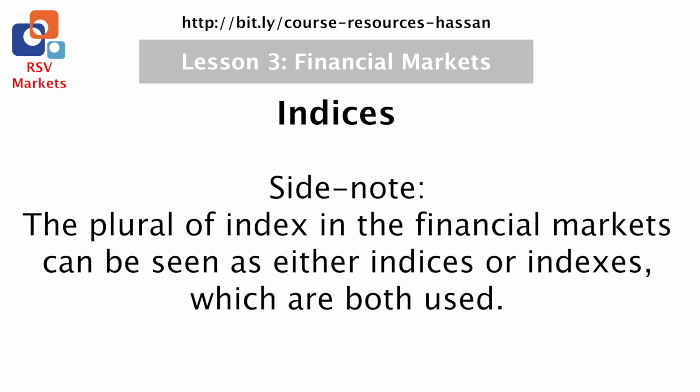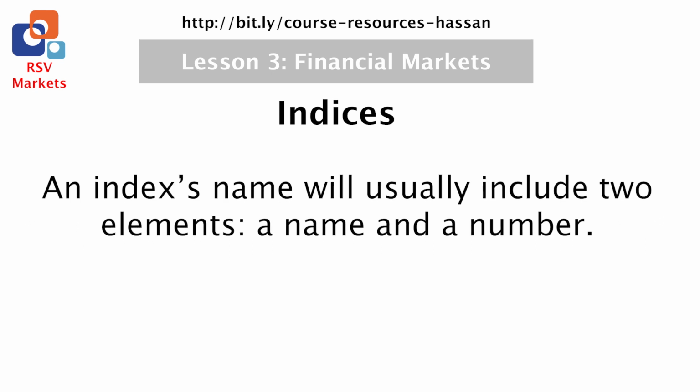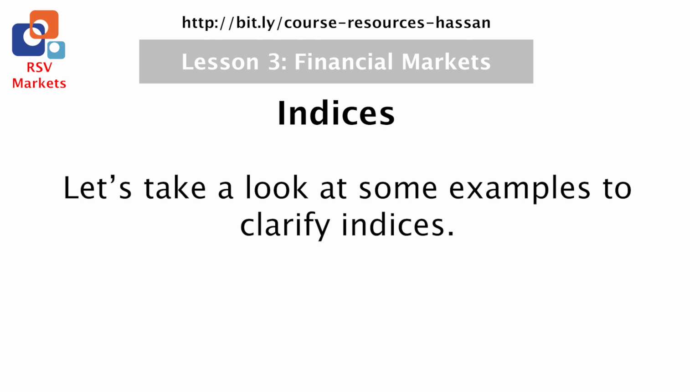Just a little side note that the plural of index in the financial markets can be seen as either indices or indexes, which are both used. Generally speaking, how an index works is that we bundle together specific instruments and their total value is what the index is worth. An index's name will usually include two elements, a name and a number. The name is the entity creating the measurement, while the number is how many items are included inside the index. Let's take a look at some examples to clarify indices.